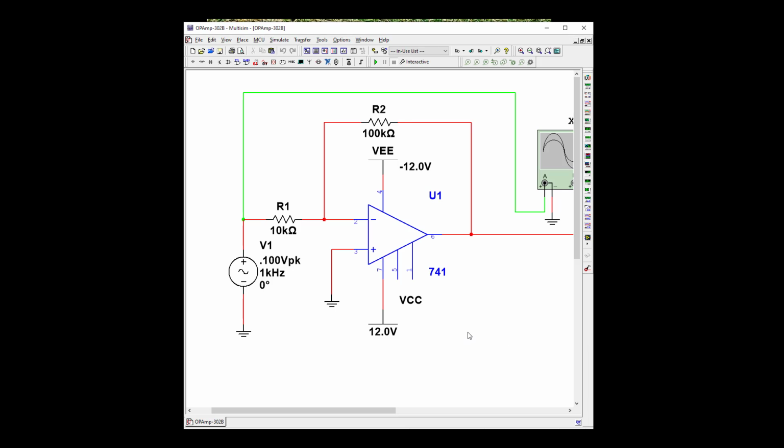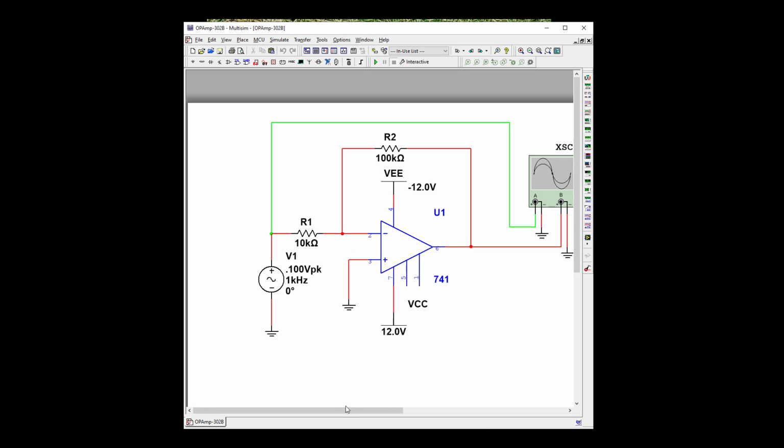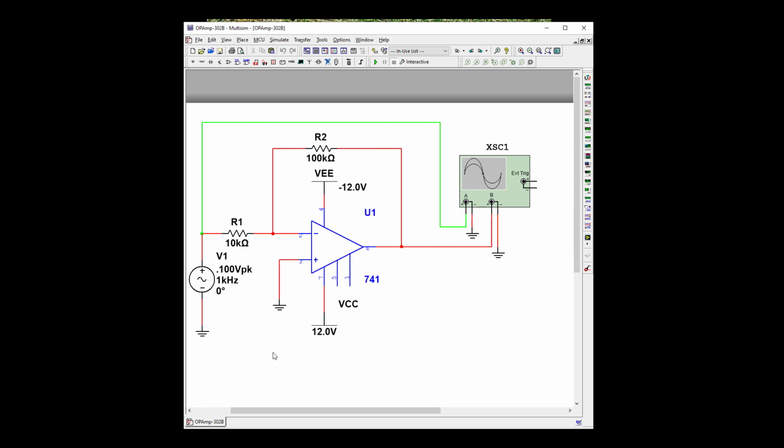Okay, and here we have our op-amp circuit with an AC signal in. It's also an inverting amplifier because it's going into the inverting side. We have a sine wave of 0.1 volts peak. Okay, here's our oscilloscope. Again, we have a gain of 10, 100 divided by 10. And let's open up our scope.